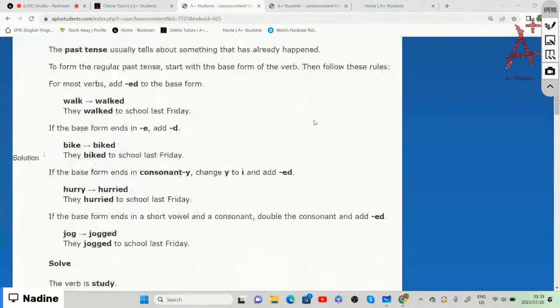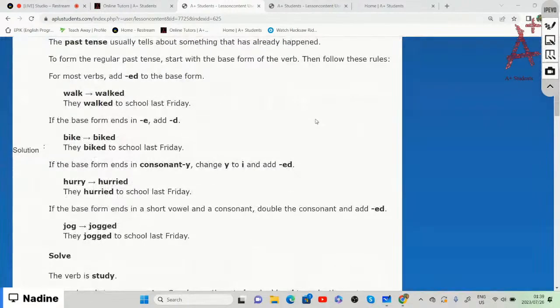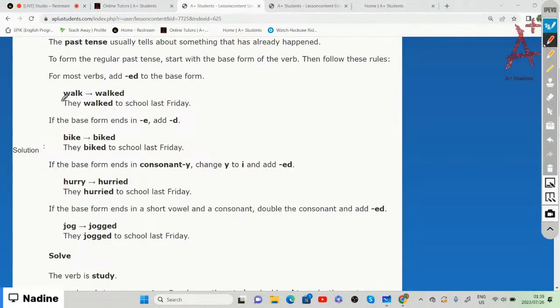All right. So they want us to follow these specific rules. And we said for most verbs, we need to add an ed to the base form of our verb. We have, for example, walk. So walk is our base form verb. If we were to change the base form word walk into the past tense, then we are going to add the ed to the base form. So we basically just add ed to the word walk, which will change to walked. So they walked to school last Friday. And remember we said most of our verbs end in ed and show the regular past tense verbs.